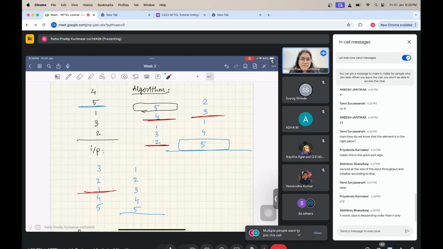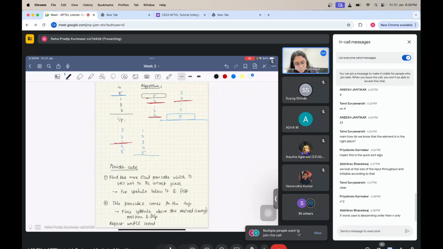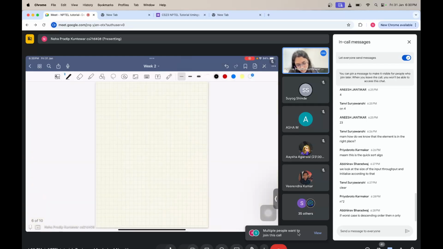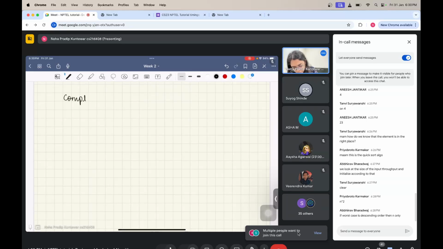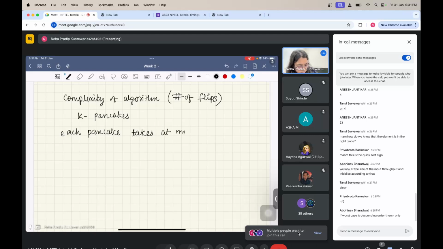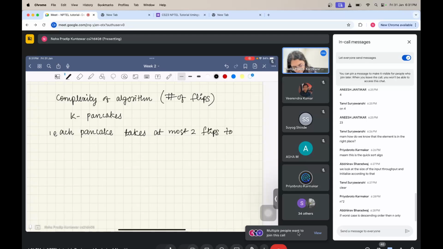So for every element you are spending 2 flips at maximum, so there are k many pancakes, so that would take you 2k many flips. Okay, so what is the complexity of the algorithm in terms of number of flips? So we're saying that there are k pancakes, each taking at most 2 flips, so overall it will be at most 2k many flips.